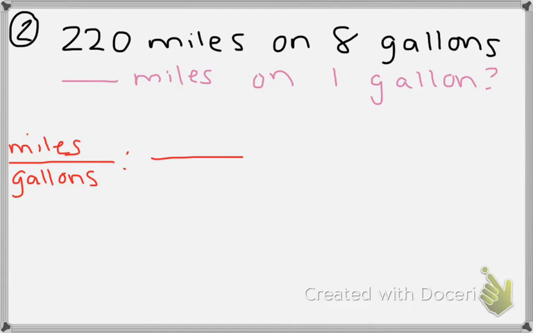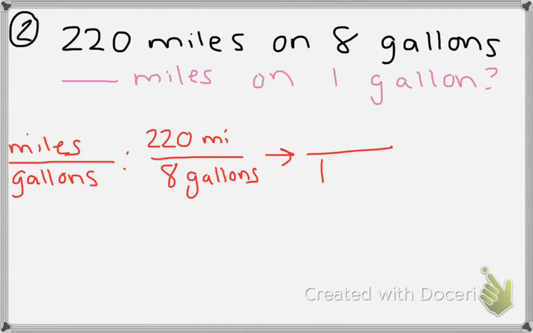Now we can fill in 220, or MI for miles, and we have 8 gallons. But we don't want 8 gallons, we want only 1 gallon. I'll put GAL for gallons. In order to do that, what number do you have to divide by 8 to get to 1? 8. Because any number divided by itself is going to be 1. Whatever you do to the bottom, you do to the top. So we also have to do 220 divided by 8.